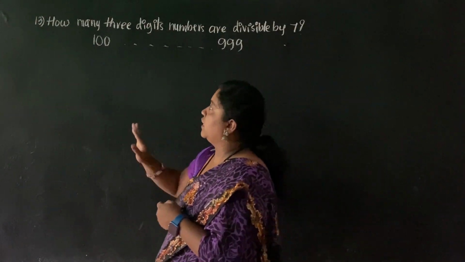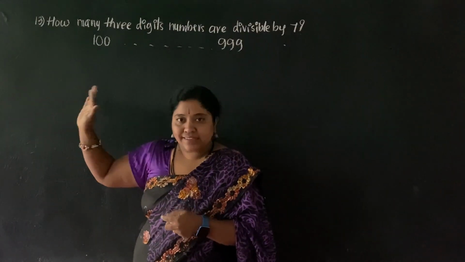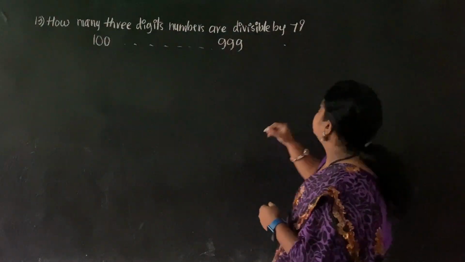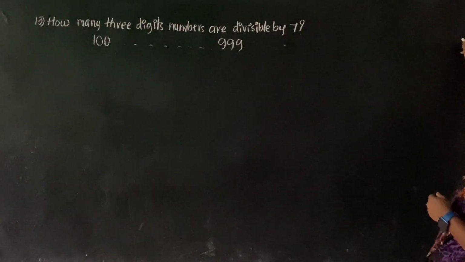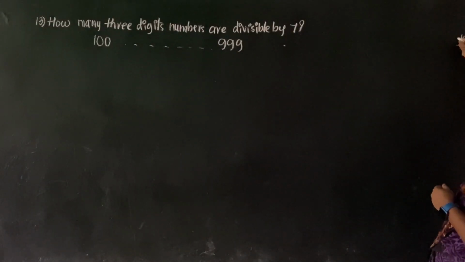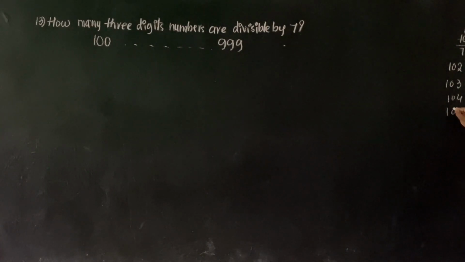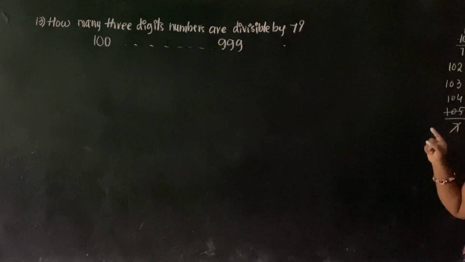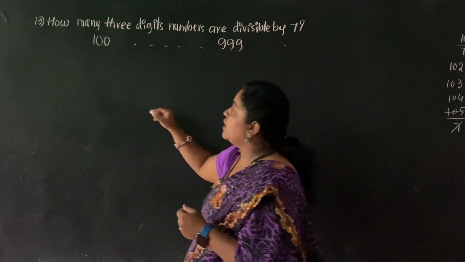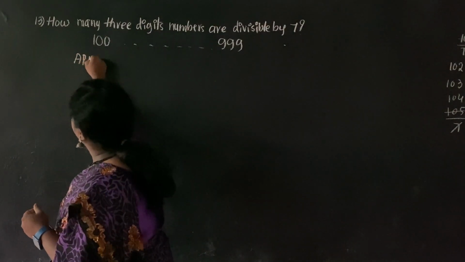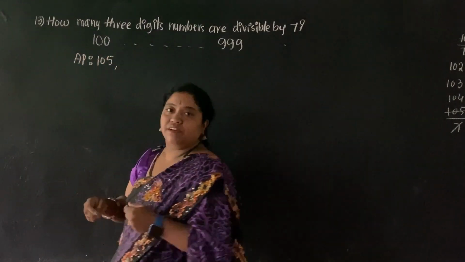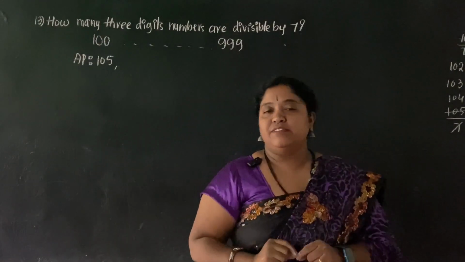Understanding? Okay, now see here, check 101. Is 101 divisible by 7? No, you just see here, I'll be writing 101 by 7. 7 ones are 7, 3 left out, it becomes 31. No, it's not possible. 102 you check, it is also not possible. 103, 104, 105 you check dear. 7 ones are 7, 7 fives are 35. Which is the first 3 digit number that is divisible by 7? That is nothing but 105.